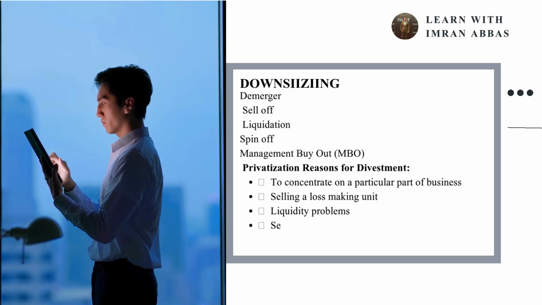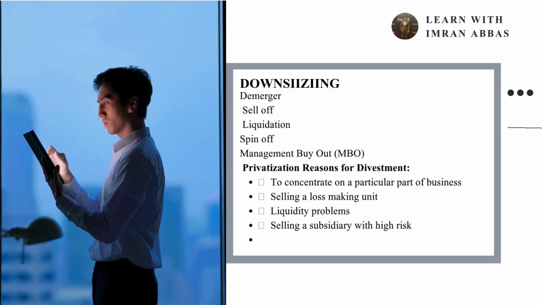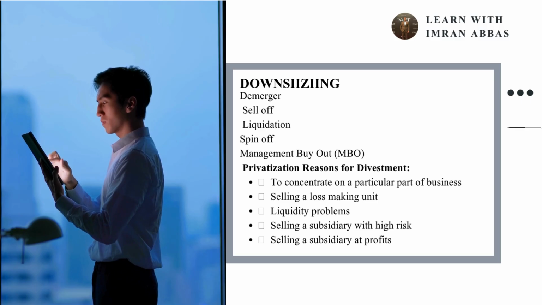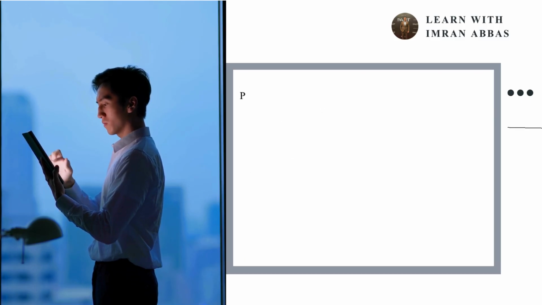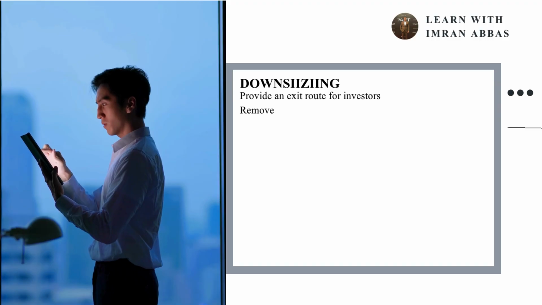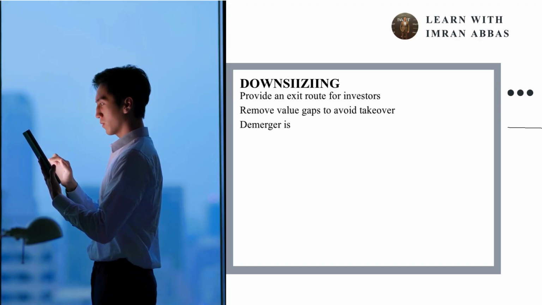Selling a loss-making unit. Liquidity problems. Selling a subsidiary with high risk. Selling a subsidiary at profits. Provide an exit route for investors. Remove value gaps to avoid takeover.